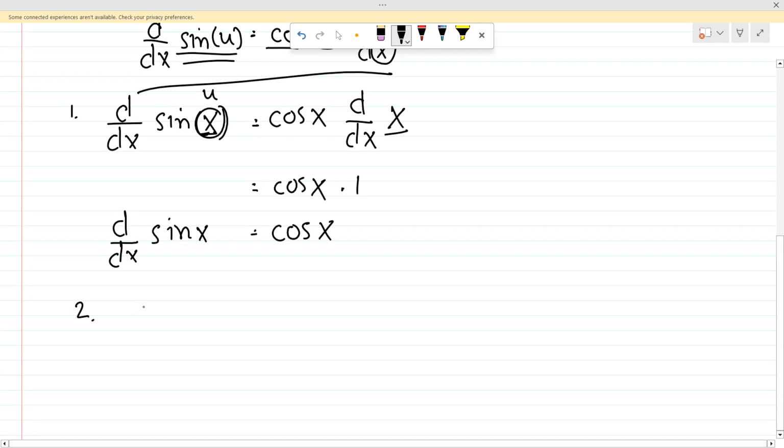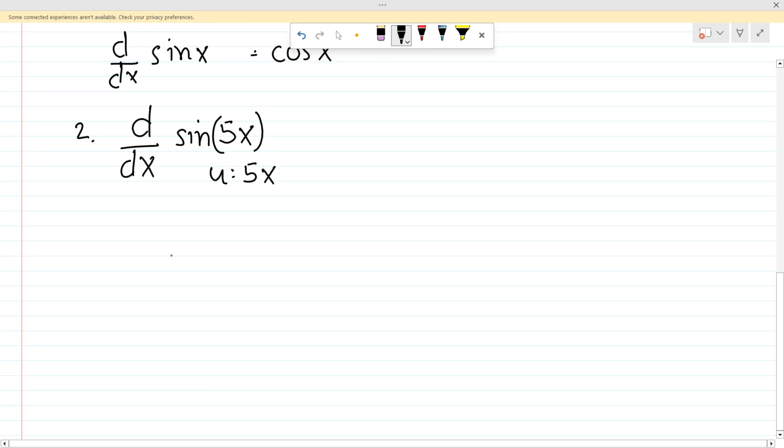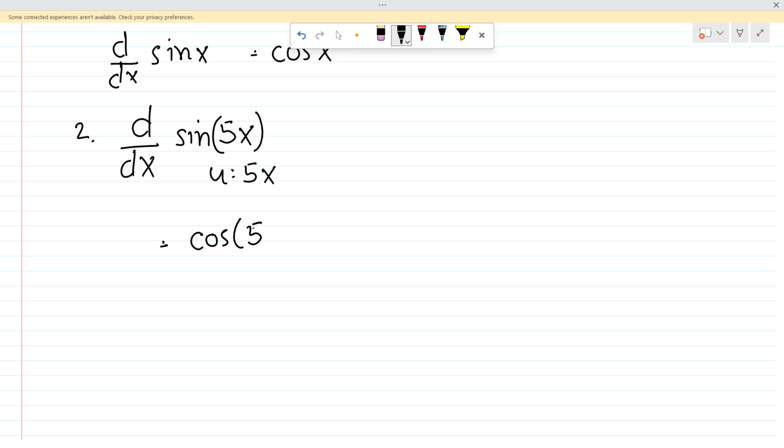Okay, so let us proceed with problem number 2. So d over dx po ng ating sine 5x. So basically, ano po yung ating magiging u dito? Sir, ang ating po u ay yung ating 5x. Okay, so sabi nga natin, if you are going to take the derivative of this one, ano nga po ang derivative ng sine? That would be cosine of u. And ano po yung ating u? That would be 5x.